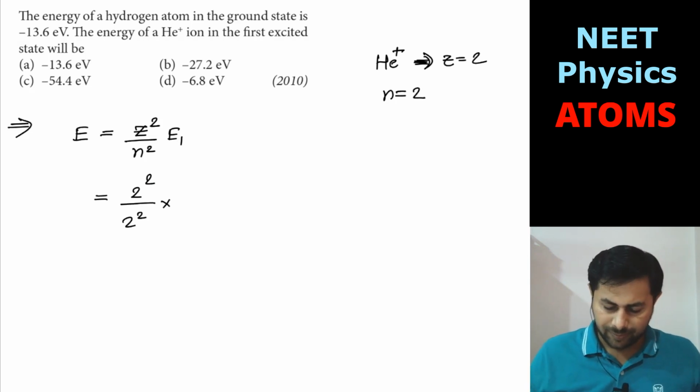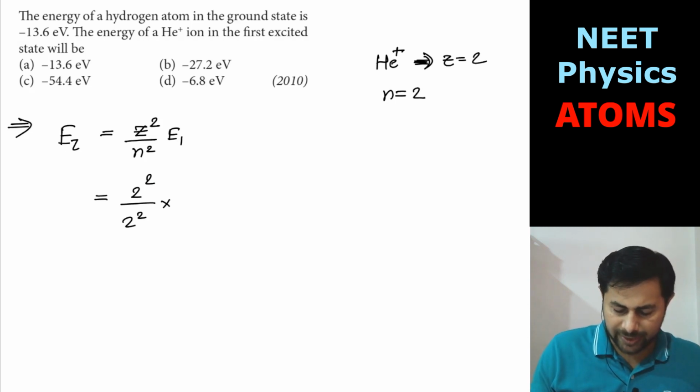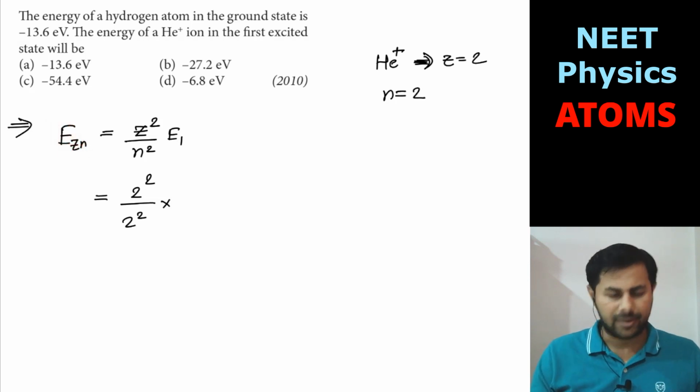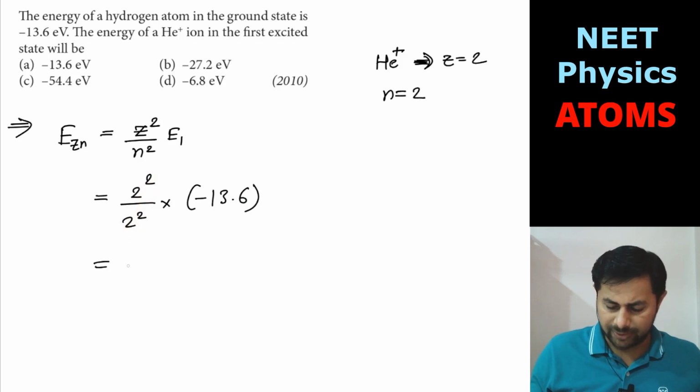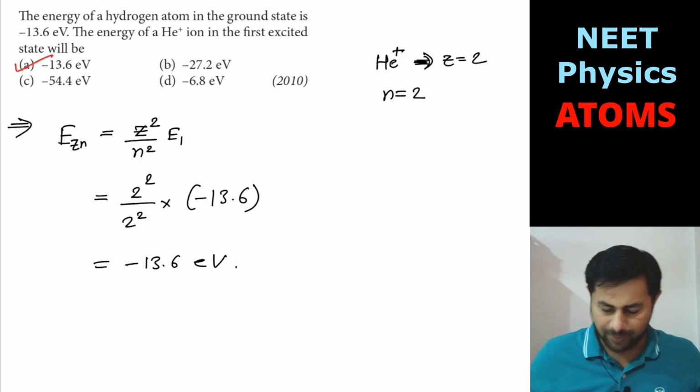Let's put the suffix Z, N here. What does it mean? It is the energy of an atom having atomic number Z, and it is the energy of the electron in the nth orbit, where principal quantum number is n. So it is Z square by n square times E1. Z is equal to 2, n is also equal to 2, so this thing gets cancelled out, and you have E1, which is minus 13.6 electron volts. Therefore the answer is just minus 13.6 electron volts. So this was one of the simplest questions till now.